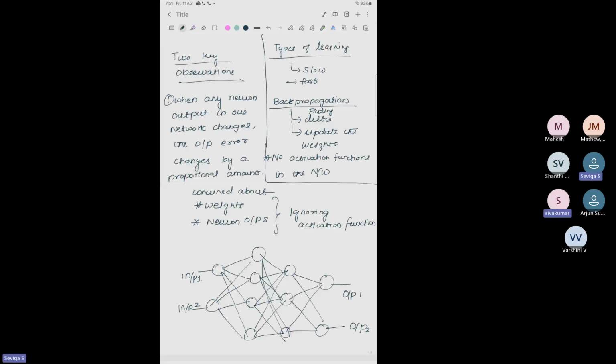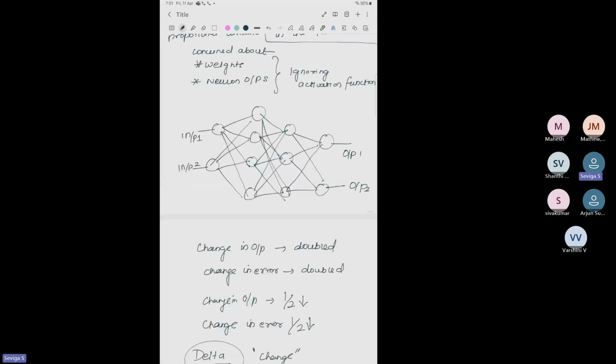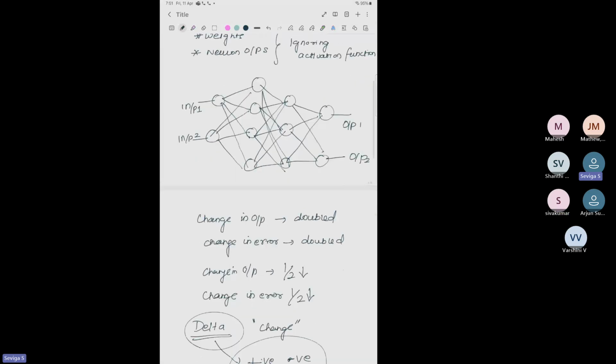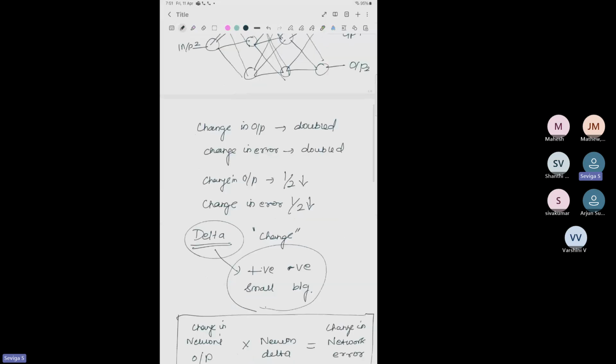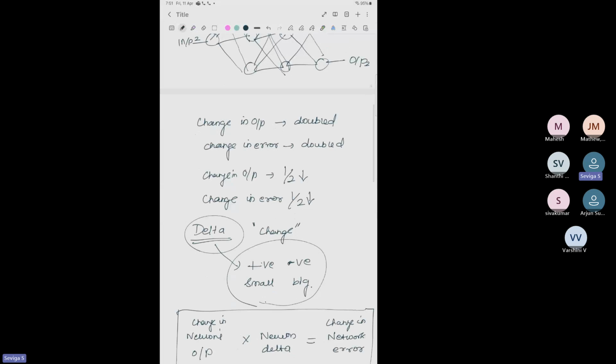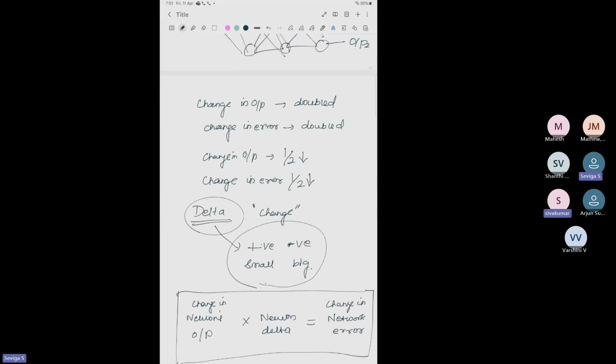We discussed that if output doubles, error also doubles. If output reduces by 1/2, error also reduces by 1/2. So there is a connection between the change in the output and the change in the error. So what is that connection? It is connected by a small number called delta. So every neuron has a number called delta.